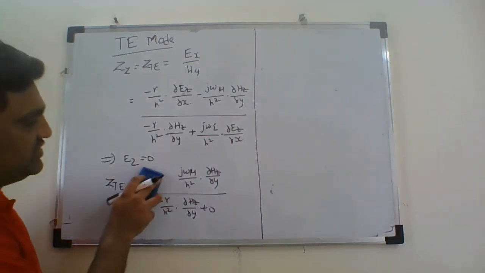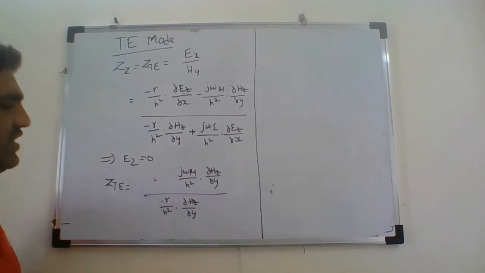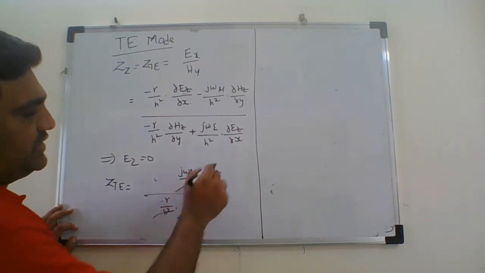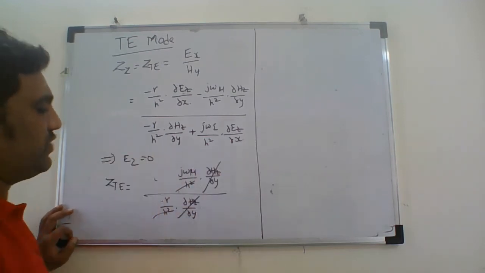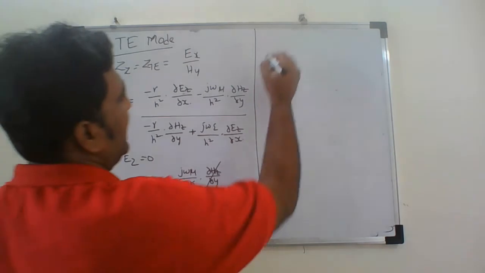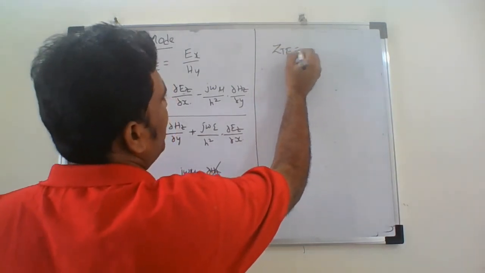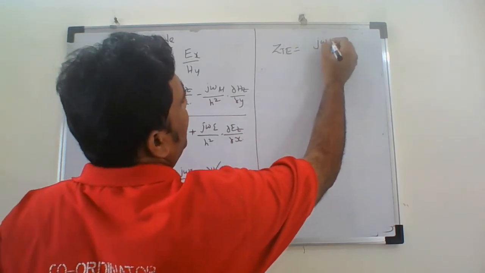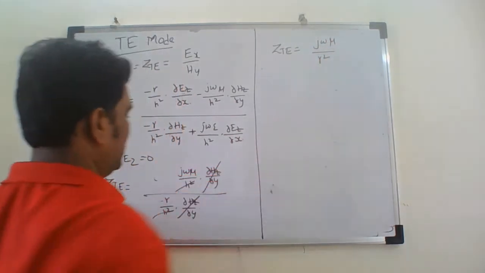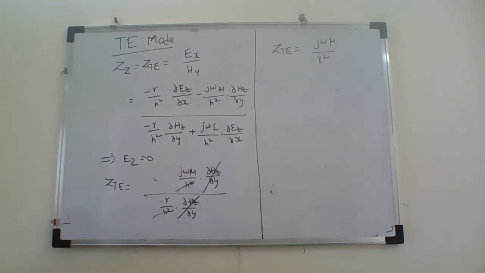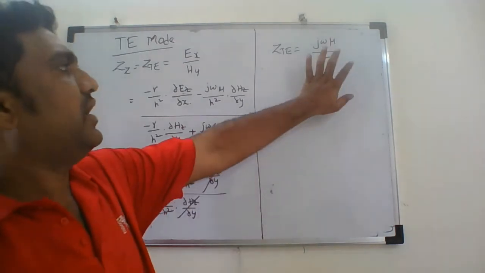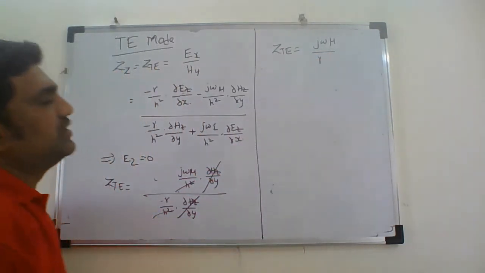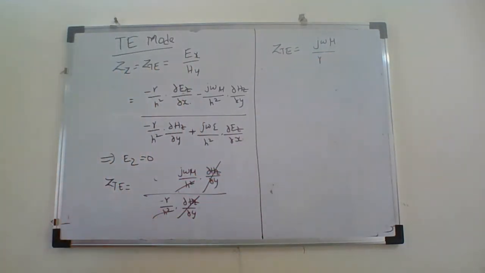So I can remove the zeros. The 0 and the negative sign will be removed. The h square gets cancelled. Dou Hz by dou y gets cancelled. So finally we will be left with ZTE equal to j omega mu divided by gamma. This is the expression I will get. Sorry, only gamma, not gamma square. So j omega mu by gamma.